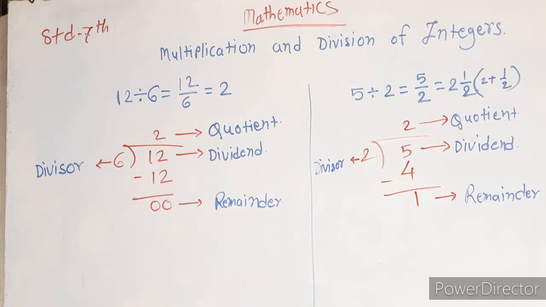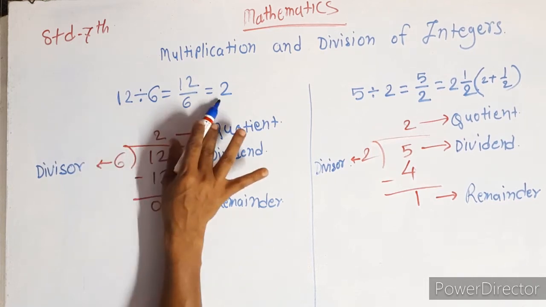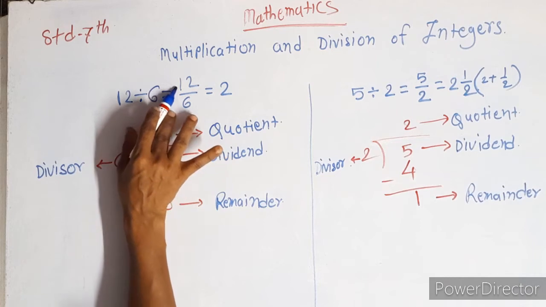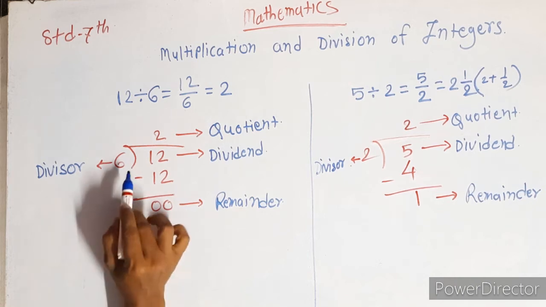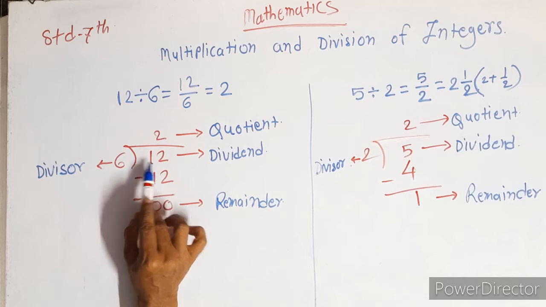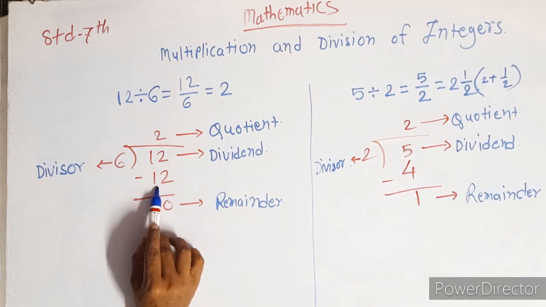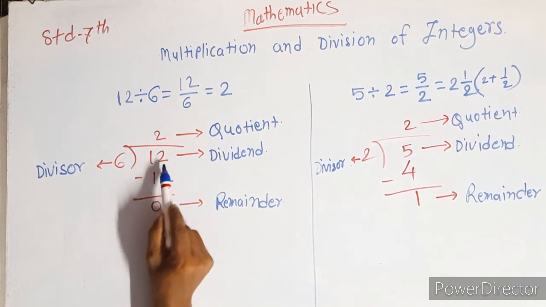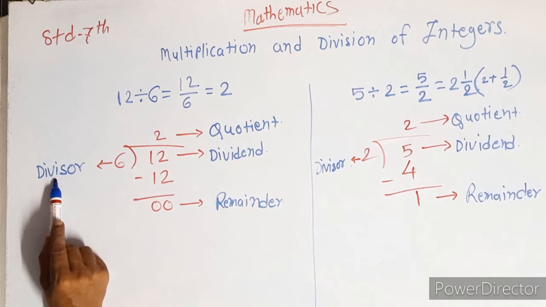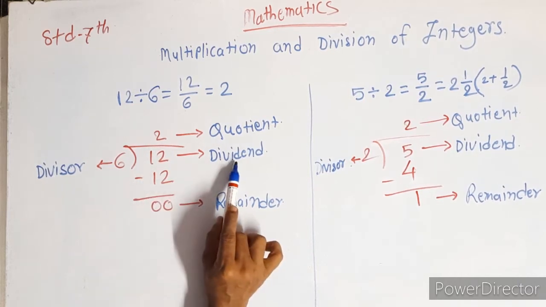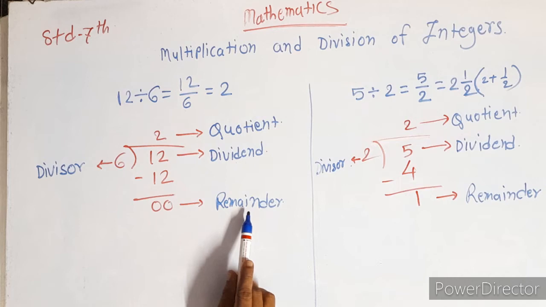Look at the board. 12 divided by 6 is 2. 6 ones are 6, 6 twos are 12. So 2. Now look here. 12 divided by 6, 6 ones are 6, 6 twos are 12. Now subtraction, 0. 6 is called the divisor, 12 is the dividend, 2 is the quotient and 0 is the remainder.